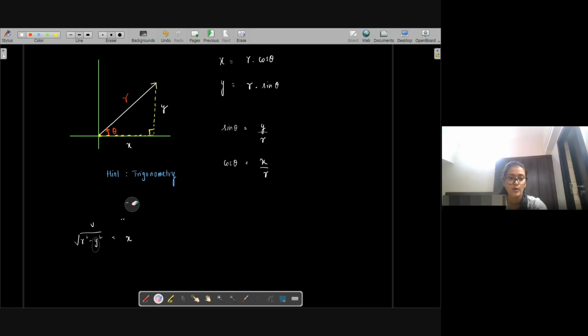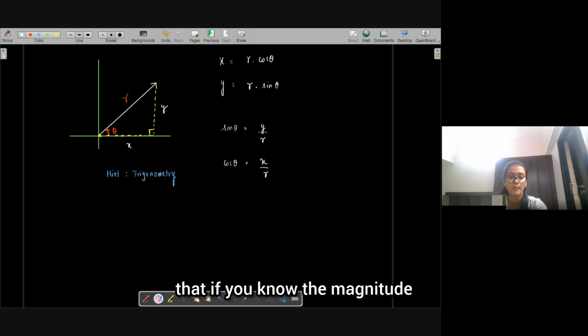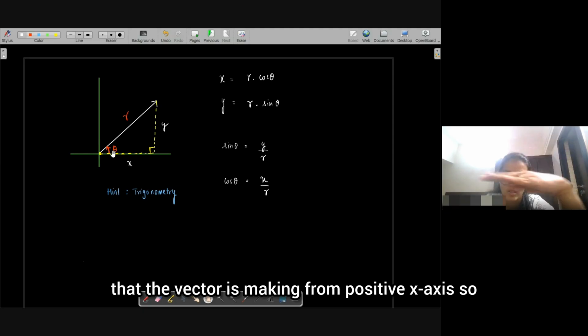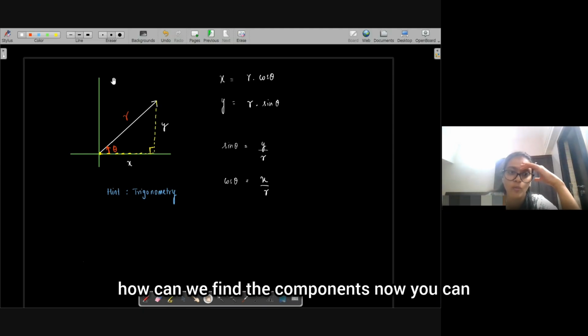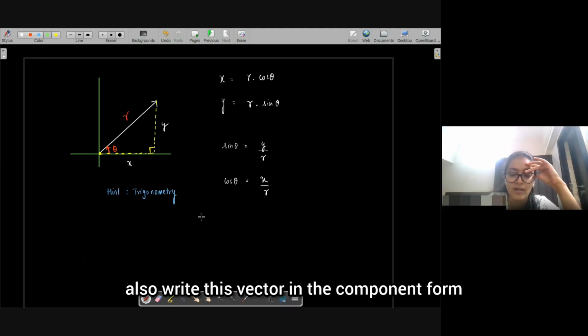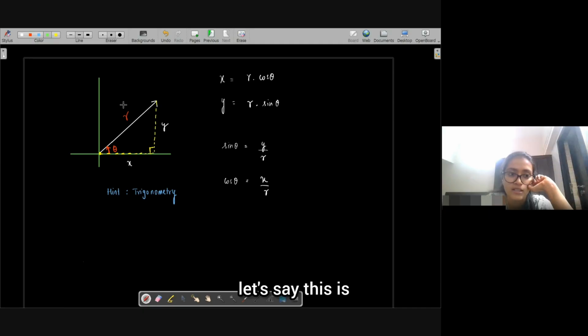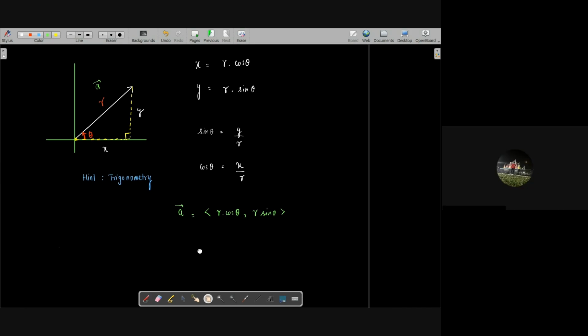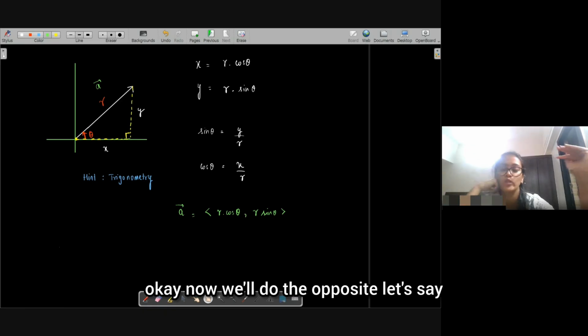Okay, so this was one thing: if you know the magnitude and you know the angle that the vector is making from the positive x-axis, how can we find the components? Now you can also write this vector in the component form. Let's say this is A. So you can write A as r cos theta, comma, r sine theta.